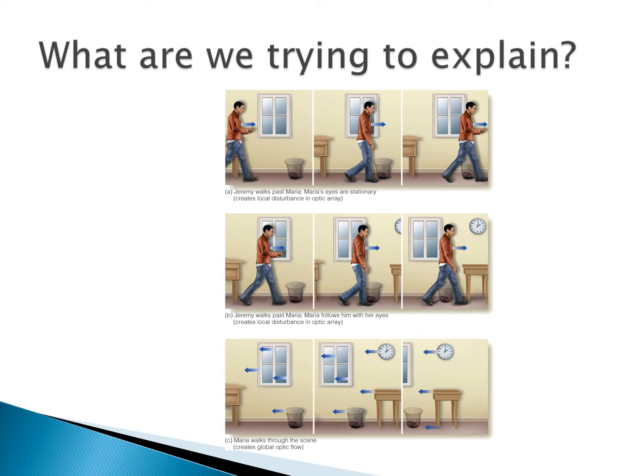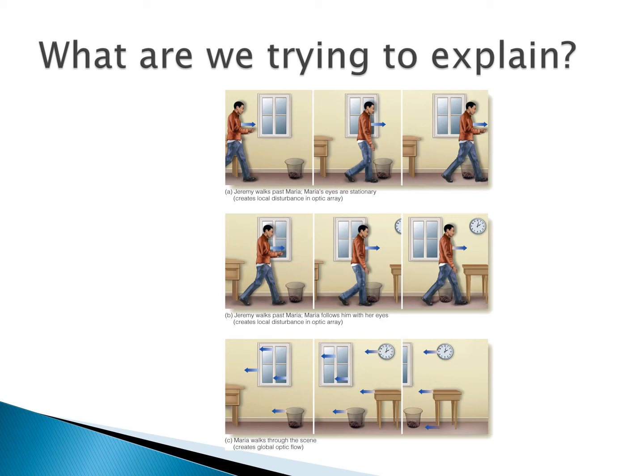What are we trying to explain when we're explaining how we perceive motion? This is the trick, and I'm hoping this all makes sense as I'm going through it. So Maria is watching Jeremy, or Jeremy is moving in front of Maria, basically. In A, in the first example, Maria is just looking straight forward, and Jeremy's moving through the scene. And so Jeremy is moving on Maria's retina, and she perceives movement. In the second example, in B, this time Maria is actually watching as Jeremy goes by. So he is staying at the same place on her retina, and she's still perceiving movement.